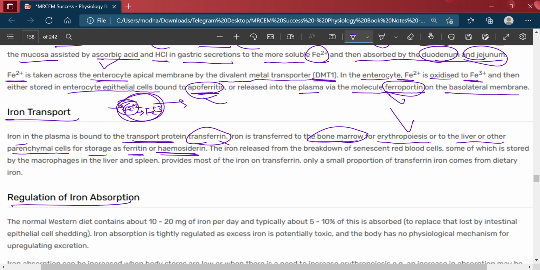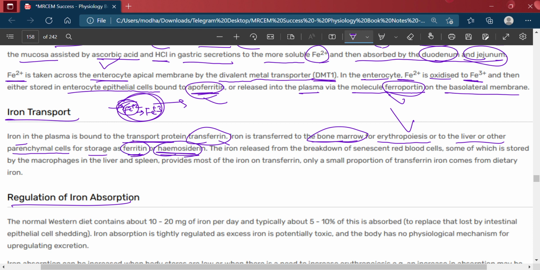It will be transferred to the bone marrow for erythropoiesis, or to the liver or other parenchymal cells for storage as ferritin or hemosiderin.